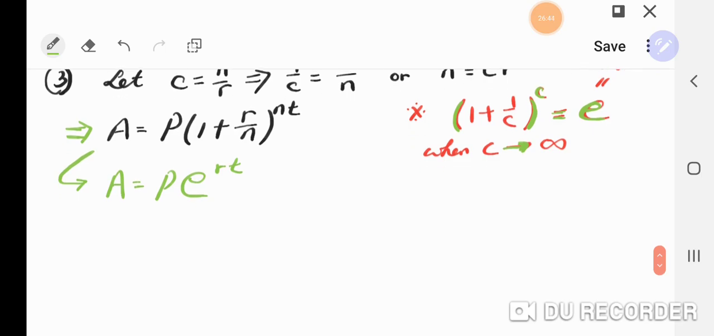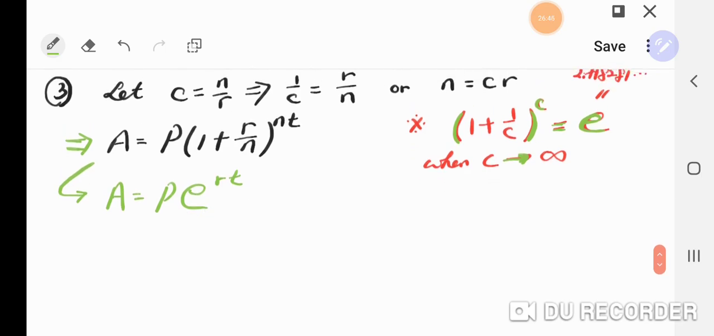So let's find out how we got this. First of all, let c equal r over n. Then reciprocate each side, so we have 1 over c equals n over r. Or if you multiply this by r, then we have n equals cr.